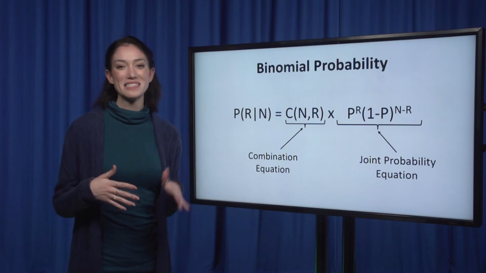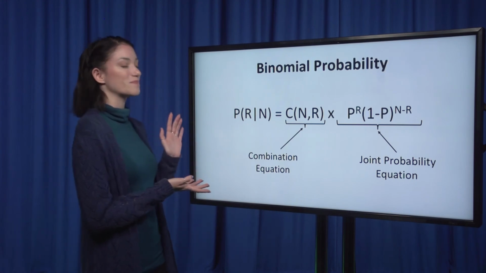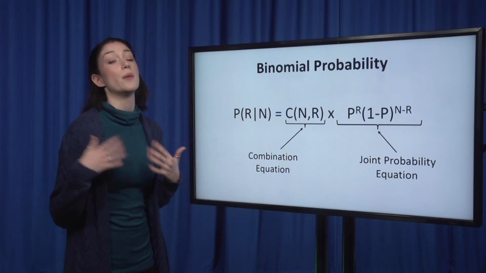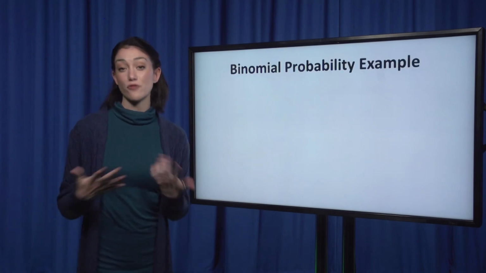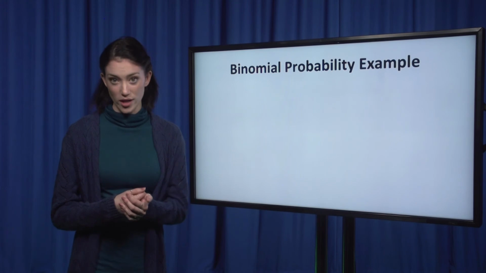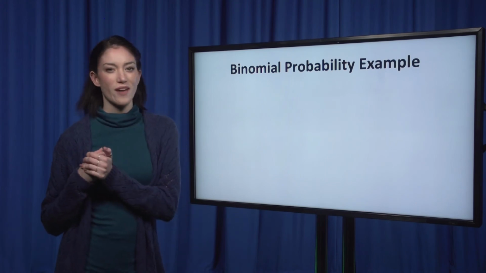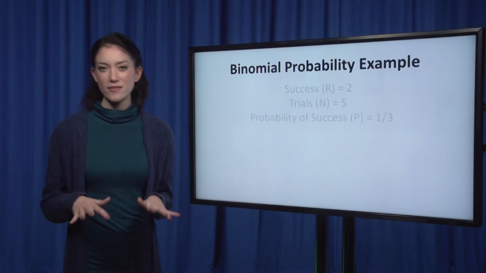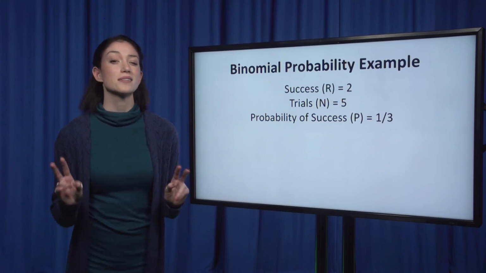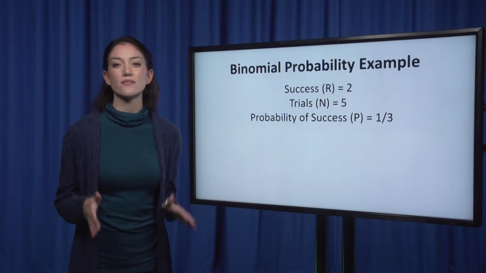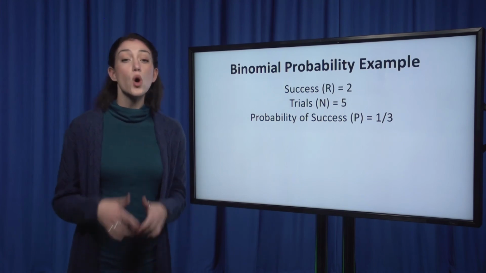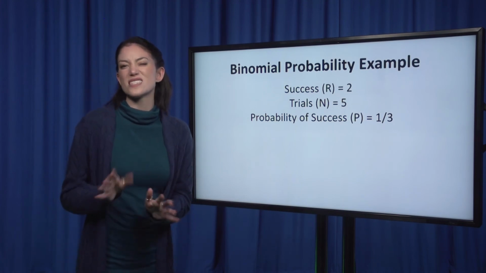So if you put all that together, you get the formula on the screen. This is what we call a binomial probability. Let's do an example to see how well our formula for binomial probability works. Suppose I want to find the probability of rolling a die 5 times and having 5 or 6 come up exactly 2 times. In this case, we want to know the binomial probability of 2 successes in 5 trials when the probability of success is 1/3.